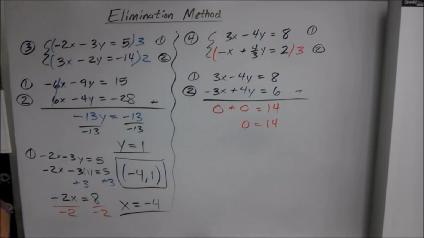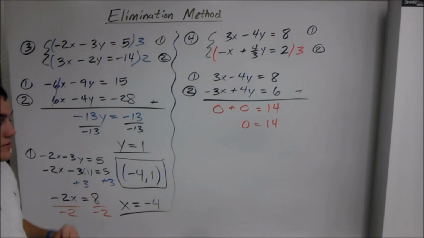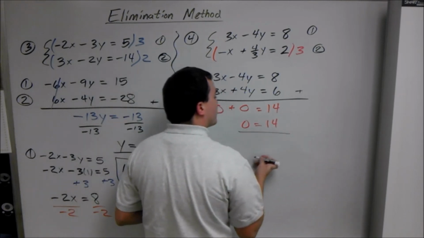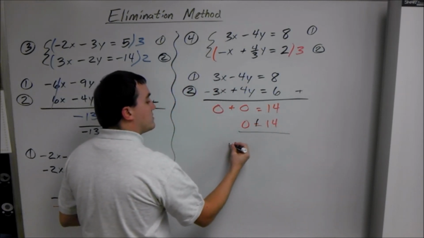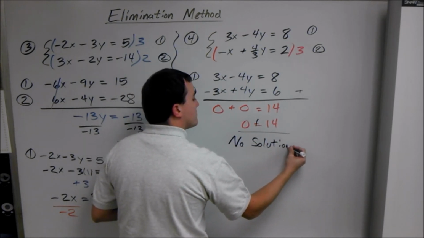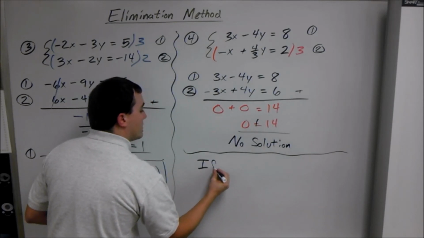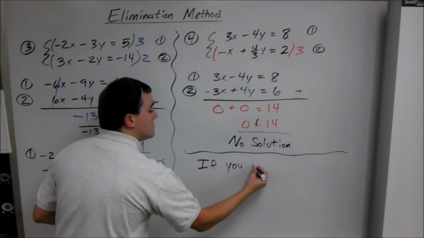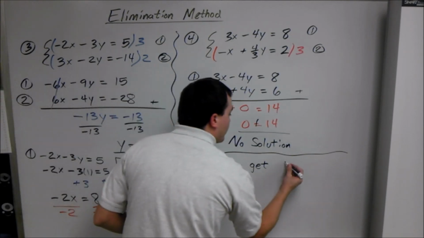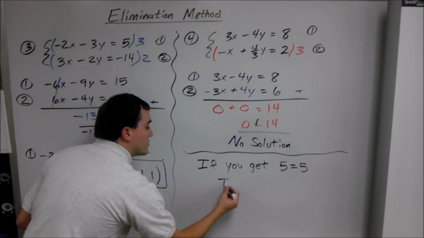Now, when all of your letters cancel out, you have nothing to solve for. So you're going to have one of two things: either infinite solutions or no solutions. We know 0 never equals 14, so this is no solution. And remember, if you get something like 5 equals 5, or 0 equals 0, that's infinite solutions.